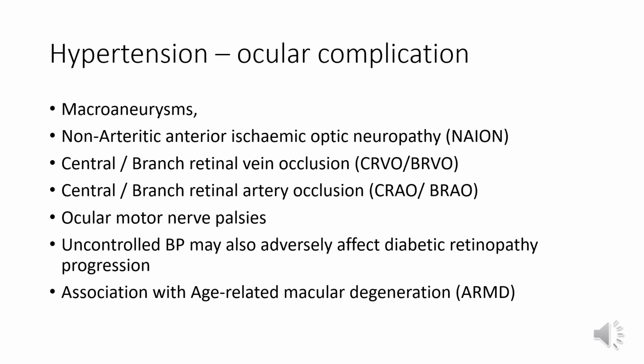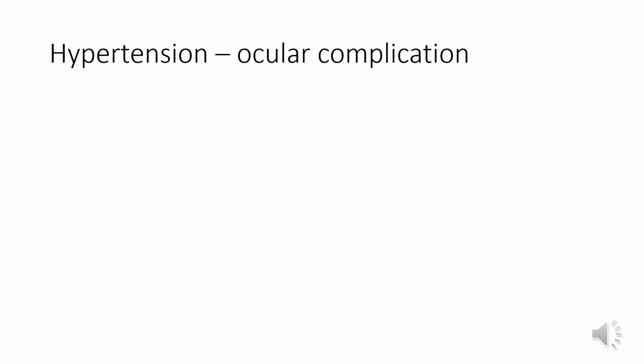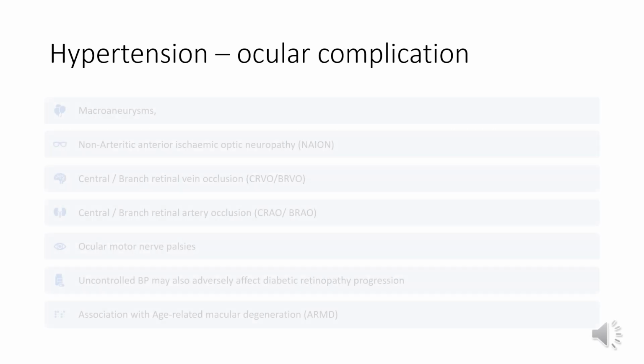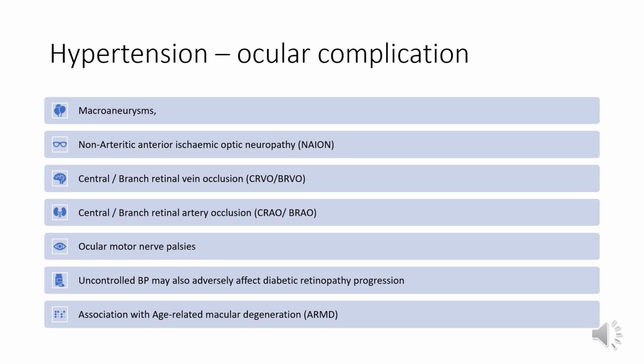Some of these are visually threatening but treatable. They are macroaneurysm, which could lead to retinal hemorrhage and exudate, non-arteritic anterior ischemic optic neuropathy, the NAION, which could lead to visual loss and visual field defect, retinal vein occlusion, and retinal artery occlusion. They can be central or branch. Just remember CRVO, BRVO, CRAO, and BRAO. We will get to them when you come to the ophthalmology clerkship.